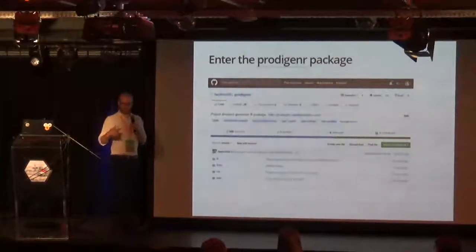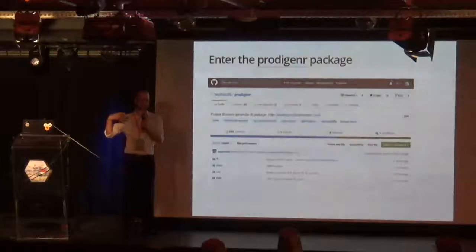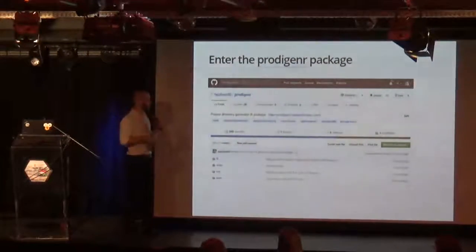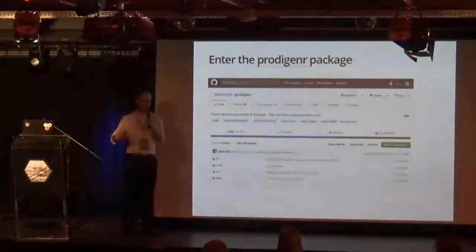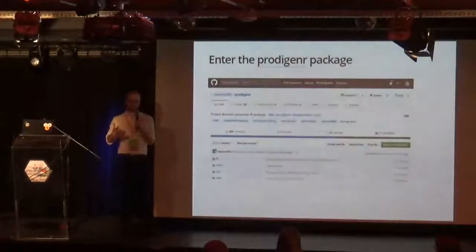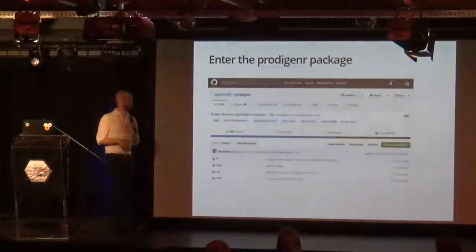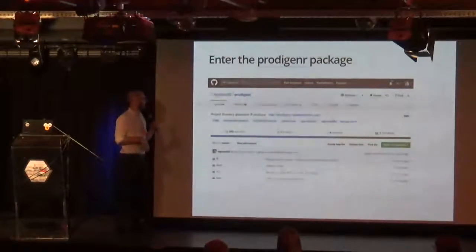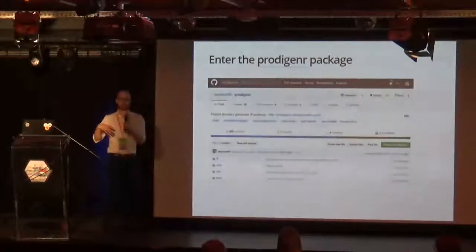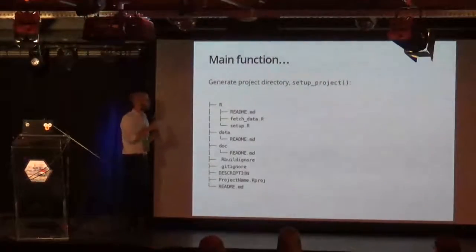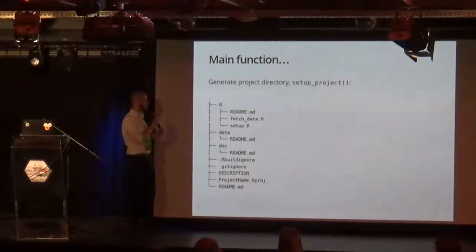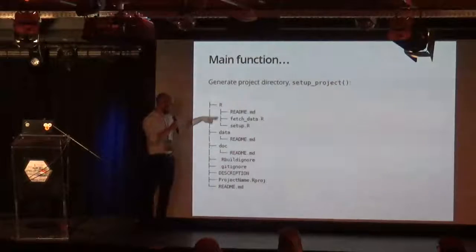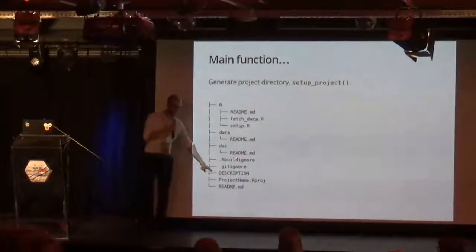So I've created, as a first step towards this toolkit, a package called prodigenr, Project Directory Generator. What it does is essentially create a standard structure for a project or a package, or a research project. The main function there is setup project, and it creates a standard directory structure with, for instance, an R folder, data folder, doc, description.